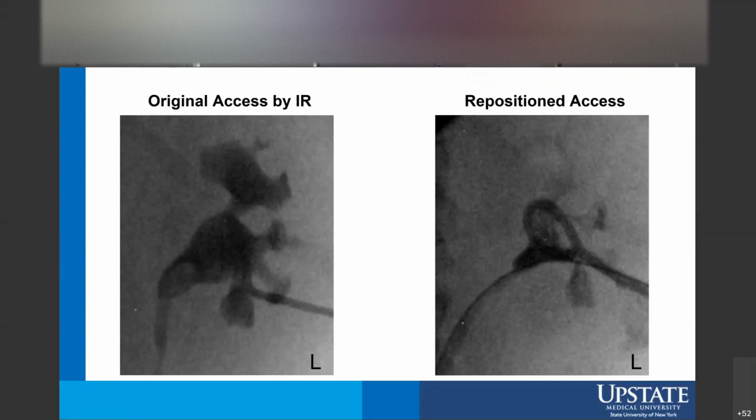In this case, the IR attending was a new attending. He saw that posterior lower pole calyx, but put the needle through and through into the lowest most infundibulum. And if we had not recognized that and dilated that tract, that interlobular artery would have been severed. The patient would have had a bad outcome. So it's very important to reposition such an access. And here you can see we replaced that into that posterior lower pole calyx.